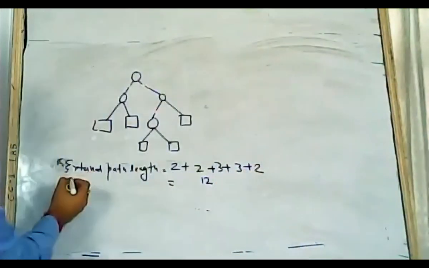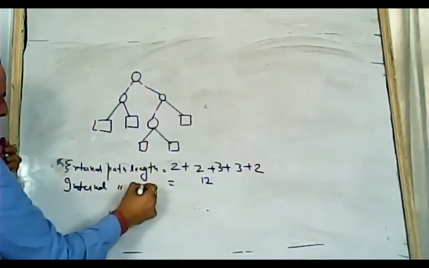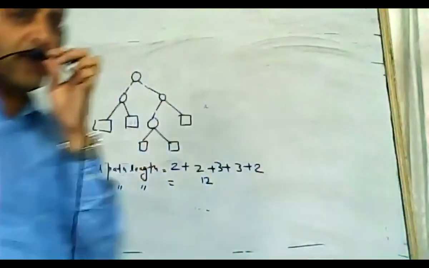Now let us find the internal path length. Please, there's some noise source. Mohammad Arish, yes, sir, please make your mic on mute. There's a noise on your side.